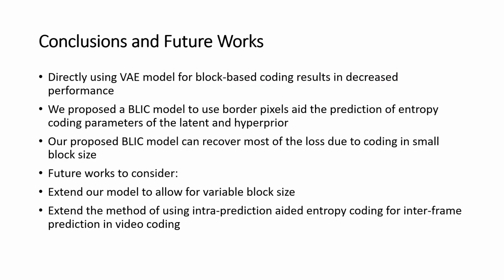To summarize our work in this paper, we showed that directly using the variational autoencoder model for block-based coding resulted in a decrease in performance. We proposed a BLIC model which uses border pixels to help the prediction of entropy coding parameters for both the latent and the hyperprior. We show that our proposed BLIC model can recover most of the loss due to coding in small block sizes.